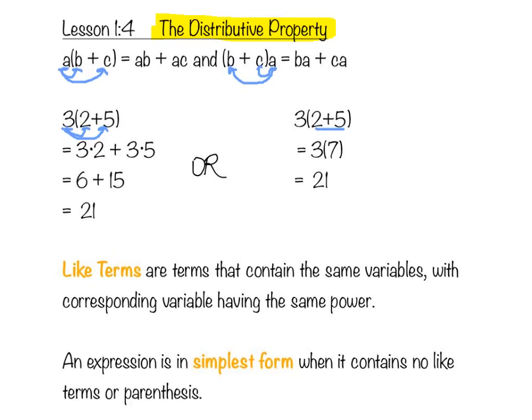Okay, like terms. Like terms are terms that contain the same variable when the corresponding variable has the same power. So if you have x and x squared, those are not like terms. They have to have the same power. So again, like terms are terms that contain the same variable with corresponding variable having the same power.